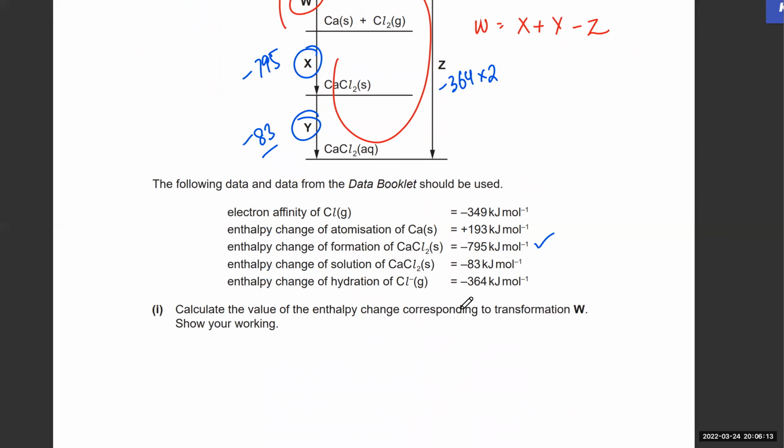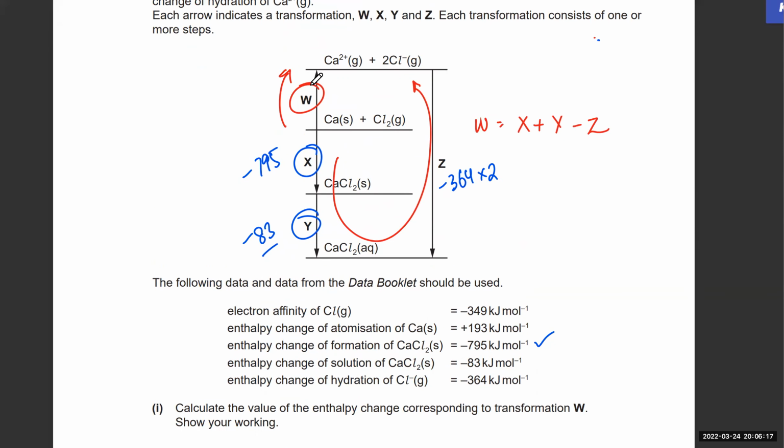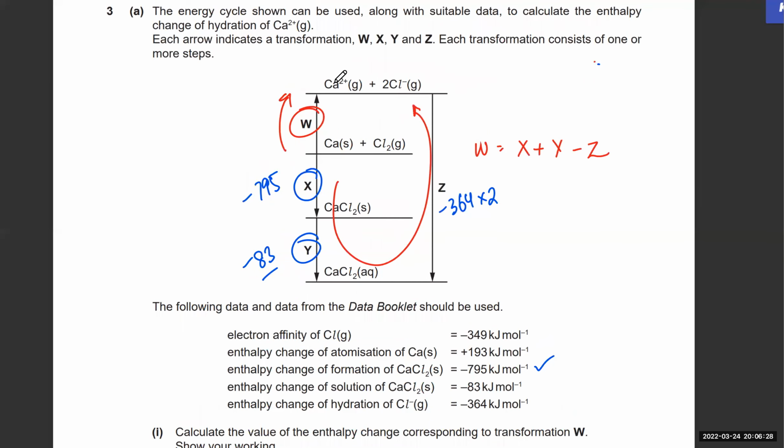So he's saying calculate the value of the enthalpy change corresponding to the transformation W. W is definitely the negative of lattice energy. So the point is, this thing is not actually given. So that is X. That's not given. So you can't really calculate W as well because W is not known as well.